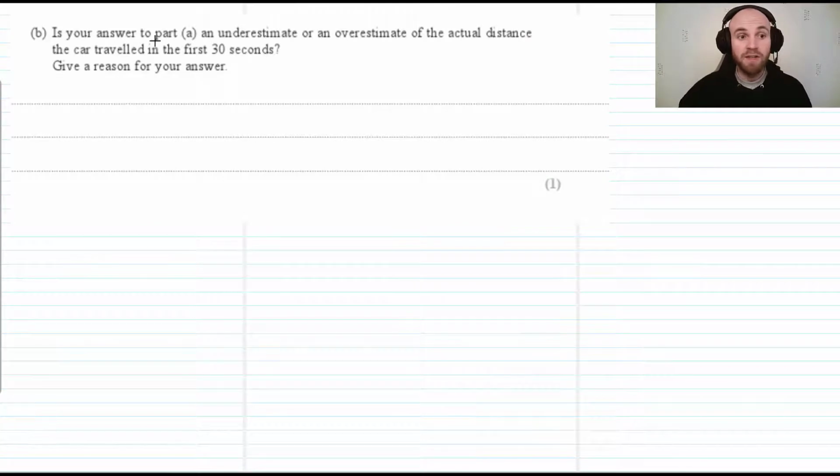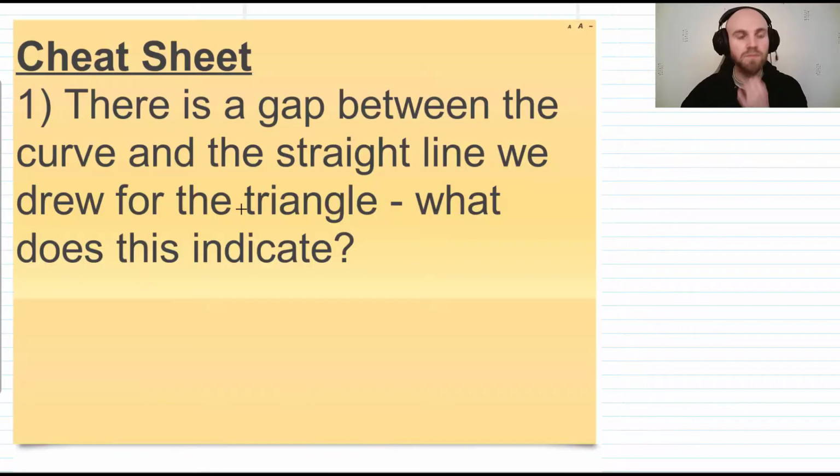So part B, is your answer to part A an underestimate or an overestimate of the actual distance the car travelled in the first 30 seconds? Give a reason for your answer. So if we go to the cheat sheet, there is a gap between the curve and the straight line we drew for the triangle. And we're going to ask the question, what does this indicate?